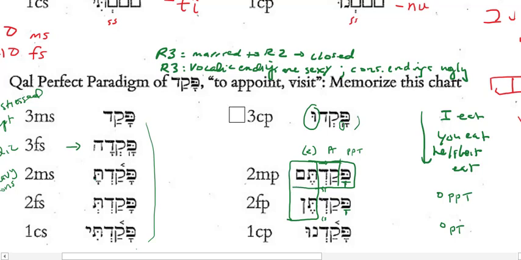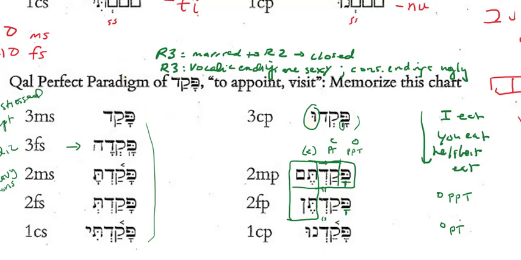In pakadtem, the cod is closed. That's why there's no reduction here. But the pa is open. Okay? Pakadtem. And if we can't reduce the pretonic syllable, the verb is going to say, well, let's do the next best thing. Let's reduce the open propretonic syllable, because that's something that Hebrew does like to do where it can.